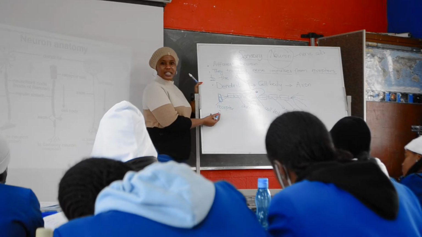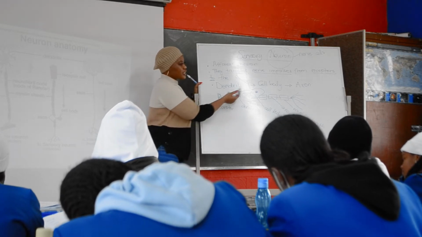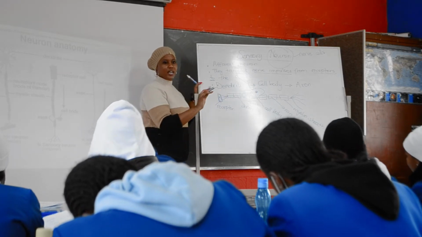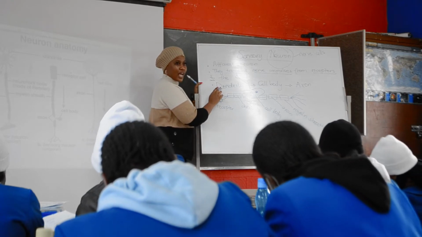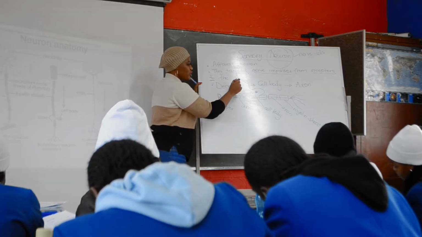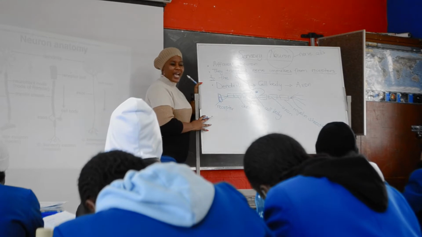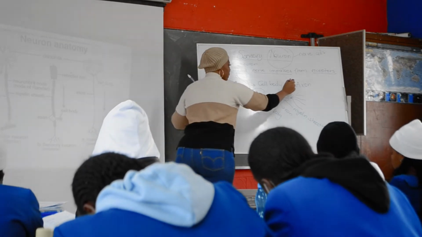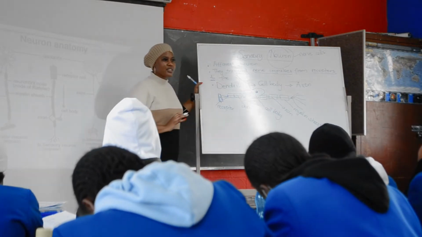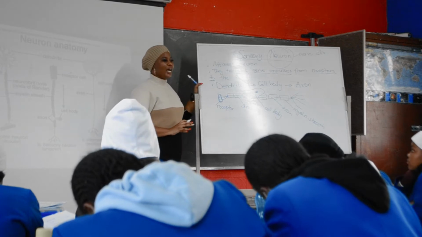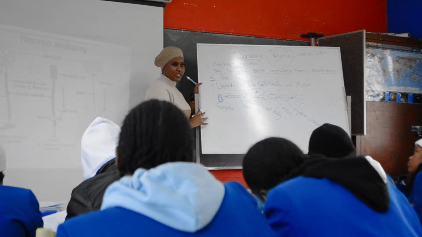We said, come back. A neuron has a basic structure. It must have a dendrite, and a dendrite must always be before a cell body. And after a cell body, a part of a neuron that transmits impulses away from the cell body must be an axon. Let us look at the sensory neuron.